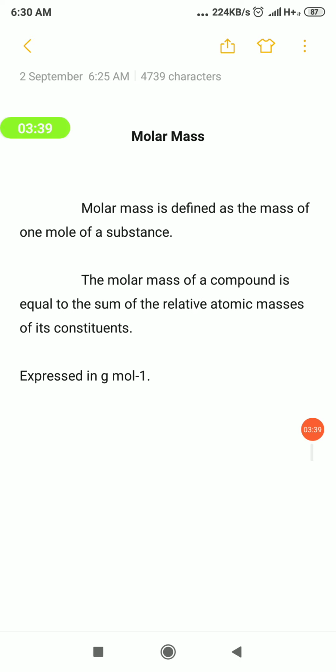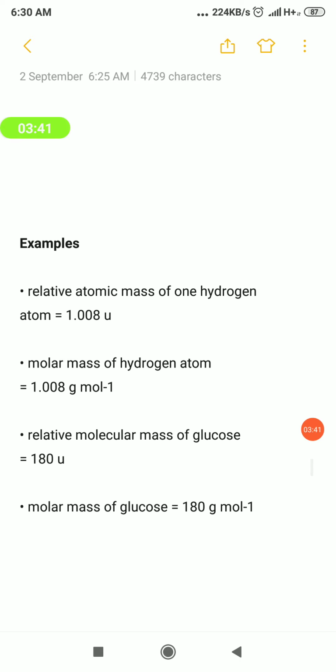Let us see what is called molar volume. Before that, the examples for molar mass are given. The relative atomic mass of 1 hydrogen is 1.008 u. If we write the molar mass, what is the unit? Atomic mass means u, unified atomic mass, but if we write molar mass, the unit alone has to be changed. What's the unit of molar mass? Gram per mole. So the molar mass of hydrogen atom is 1.008 gram per mole.